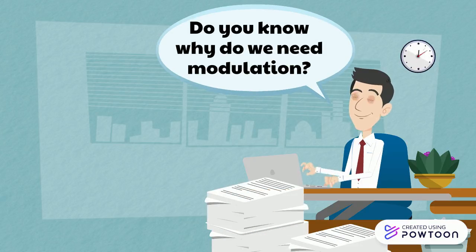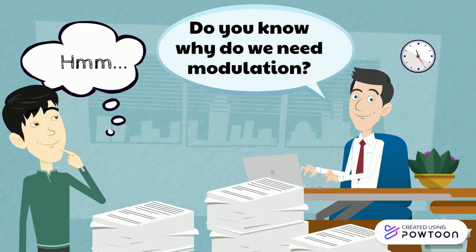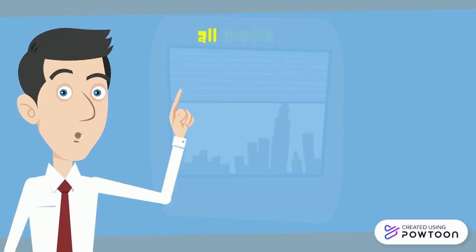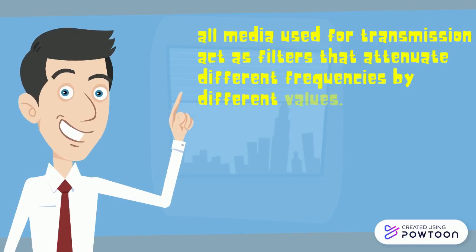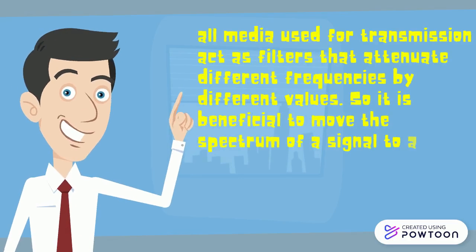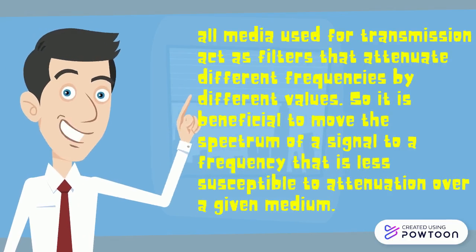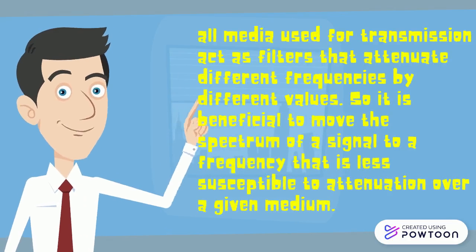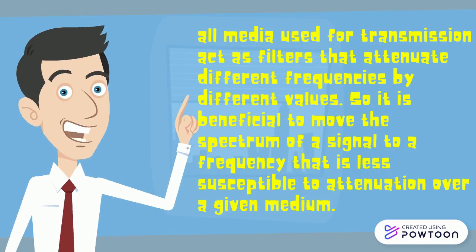Do you know why we need modulation? All media used for transmission act as filters that attenuate different frequencies by different values, so it is beneficial to move the spectrum of a signal to a frequency that is less susceptible to attenuation over a given medium.